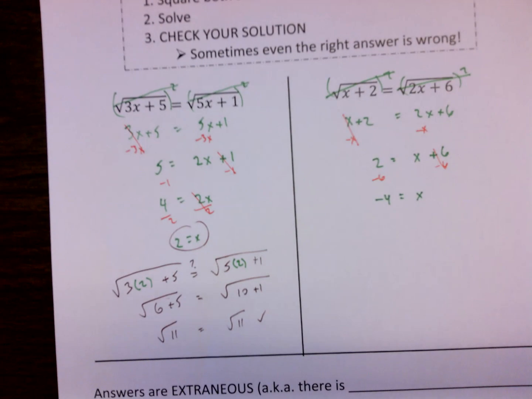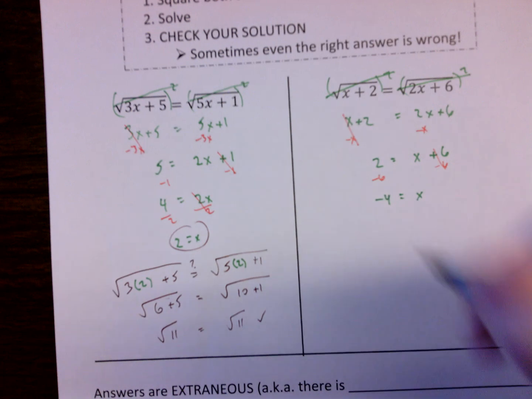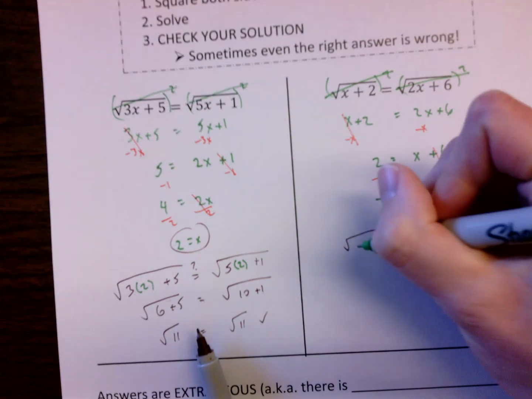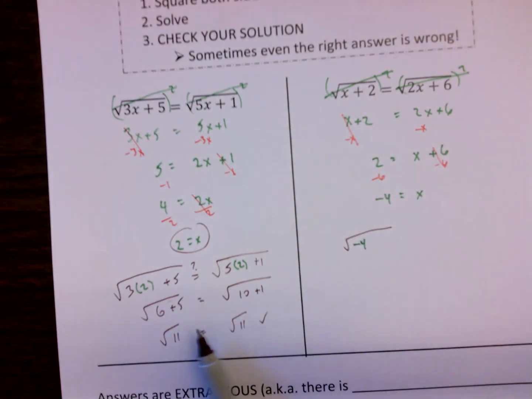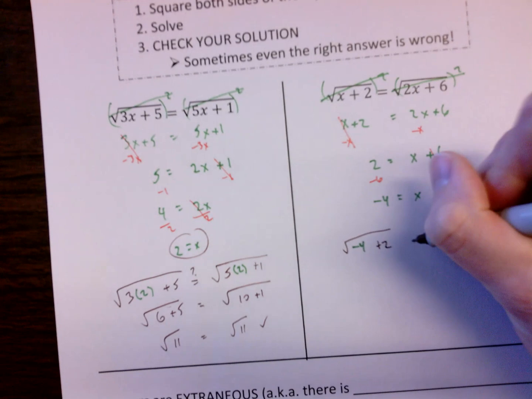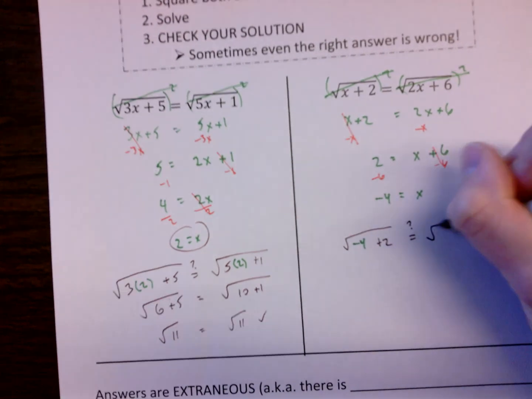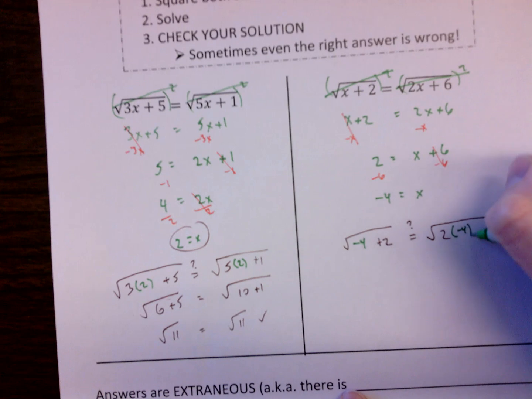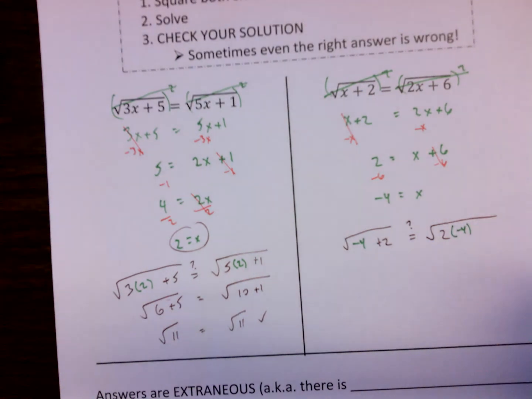All right, so we've got our supposed answer. Now we've got to go back and check it and see if that's actually our answer. So let's try it. So we're going to get the square root of negative 4 plus 2. And we want to know, does that equal the square root of 2 times negative 4, plus 6?